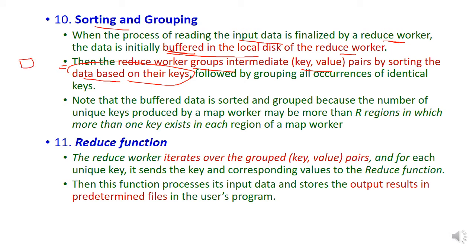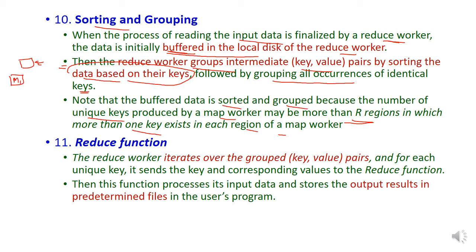based on the keys. We are going to sort the data based on the keys, followed by grouping of all occurrences of identical keys. And the buffered data is sorted and grouped because the number of unique keys produced by map workers may be more than R regions, which means more than one key exists in each region of a map worker.